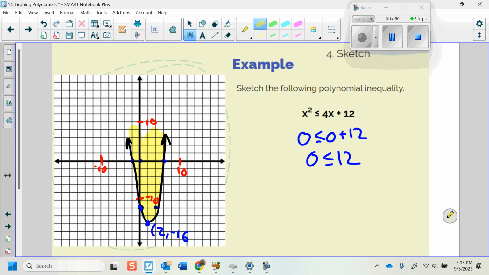That would be my graph or sketch of that inequality. Again, I tested a point, and I realized it was going to be inside. If that would have been negative, I would have been shading outside. And that's it. That's how you would graph that inequality.